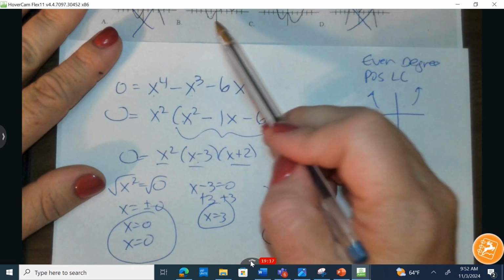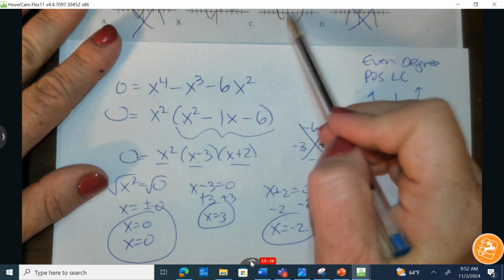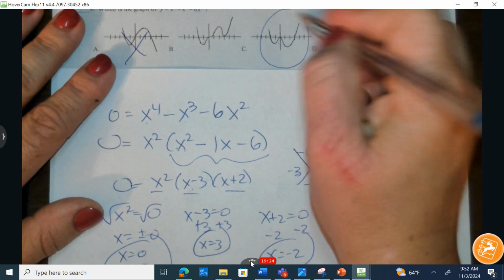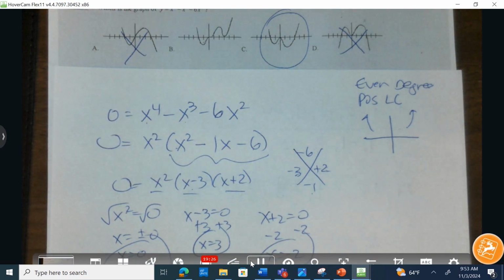Let's look at my choices. At 0, it does not bounce off. Here, it bounces off, and it slashes through at 3 and -2. Correct choice is C.